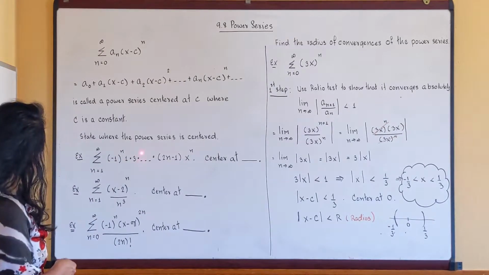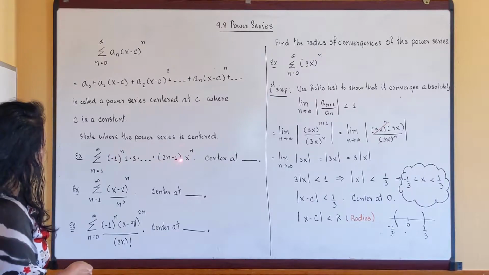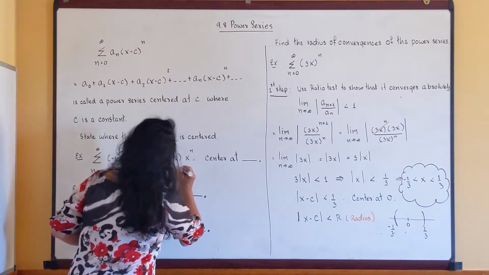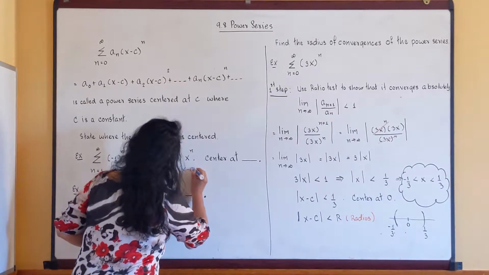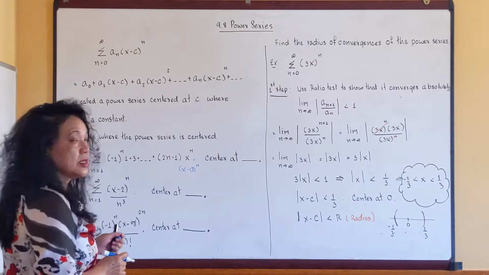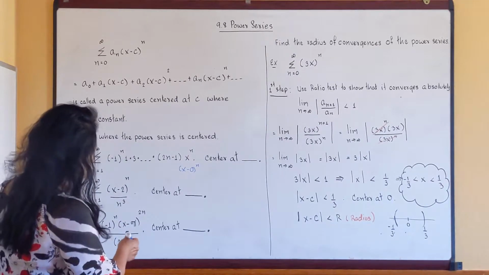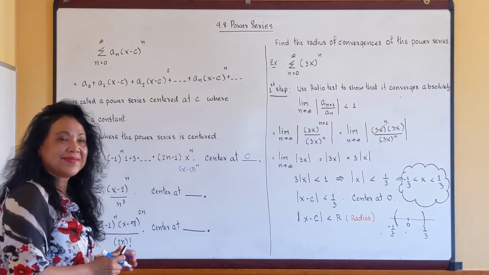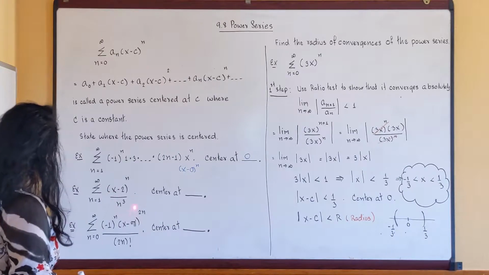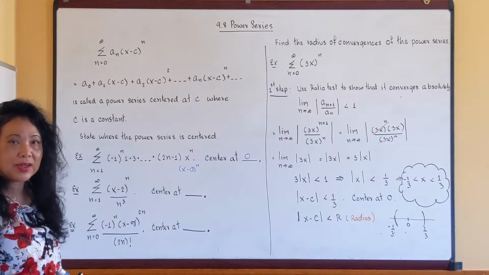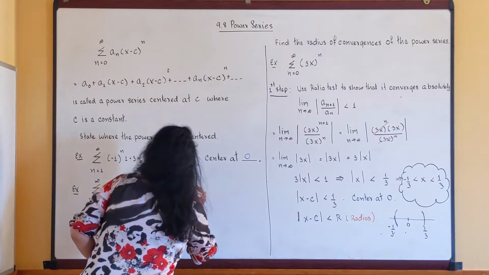So the first one, you see all of this. This is just some expression here. And if you write this, you can write it as x minus 0 to the n. So your center would be 0 in this case. Your c, which is the center, would be 0. The second one, you have this series. Again, x minus 2, everything to the n. So your c here is 2. So your center is at 2.